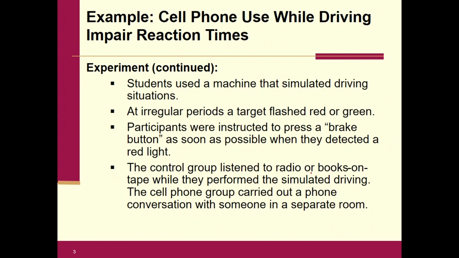And then the control group listened to... Now, what do we normally do in our car? We listen to a radio, or maybe do something like books on tape. And what did the cell phone group do? What were they doing? They were carrying on a conversation with someone in a separate room.